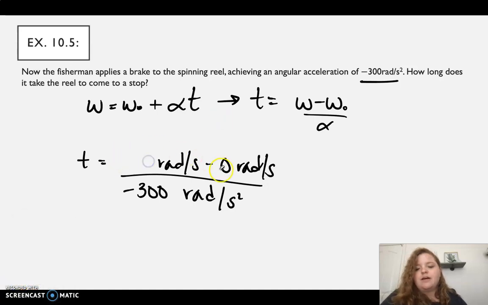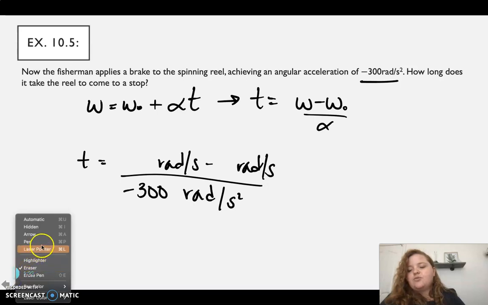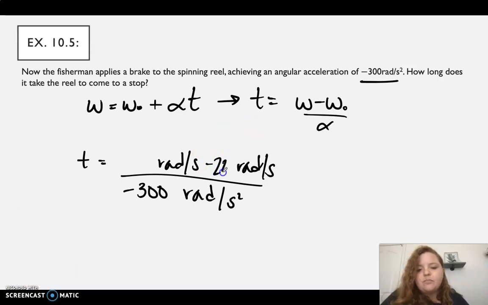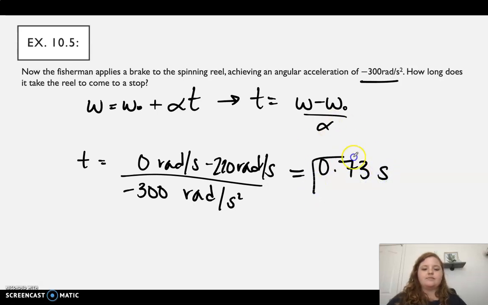So let me back up a bit. Since we're coming to a stop, our initial velocity is going to be that 220 radians per second. And since we're coming to a stop, our final velocity will be 0. Okay, that makes more sense now. So we have 220 divided by 300, and our time to come to a stop for that spinning reel is 0.73 seconds.